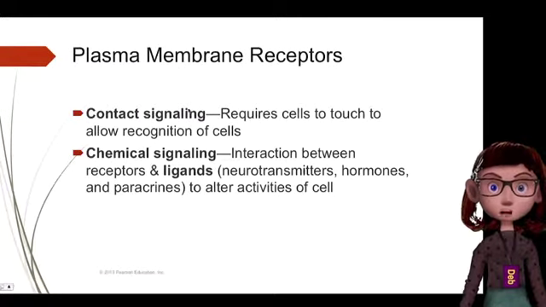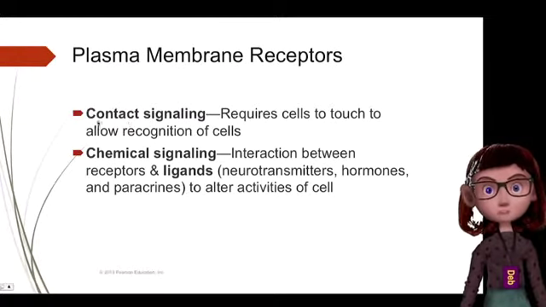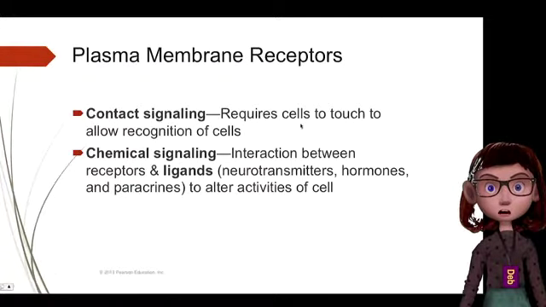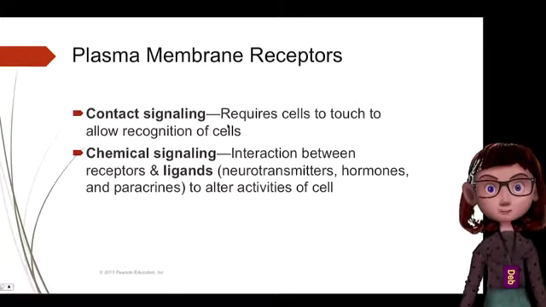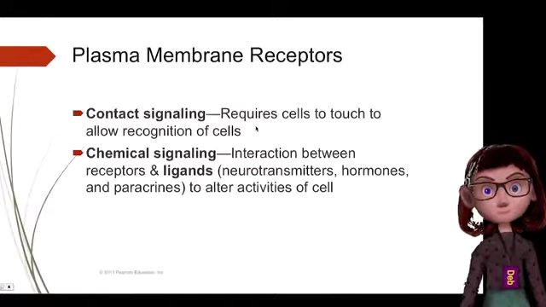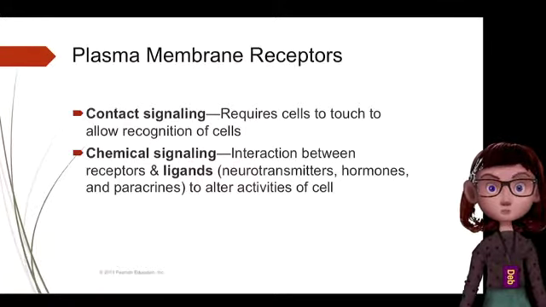Plasma membrane receptors. These are receptors, and this is called contact signaling. It requires cells to touch each other to allow recognition of other cells. Scientists have realized that cells can actually touch other cells. There are little receptors that allow them to know, oh, I'm right here by other cells of my type.